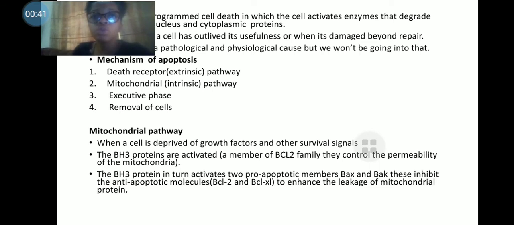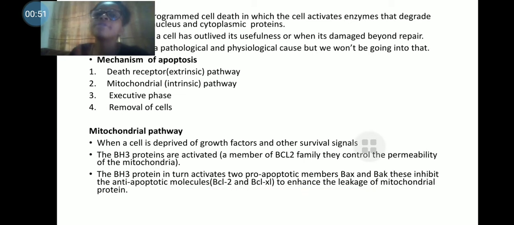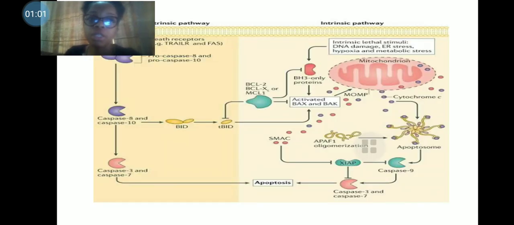We'll see the mechanism of apoptosis, but due to lack of time, I'll go straight into the pathways that lead to apoptosis. We have two pathways that I will focus on, the intrinsic and the extrinsic, and I'll quickly explain them using the pathway diagram on the next page.